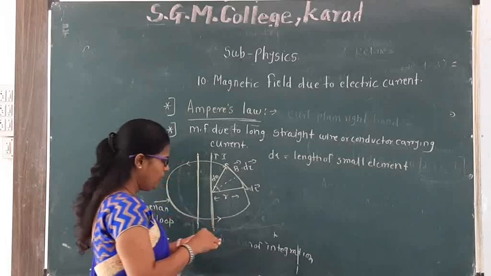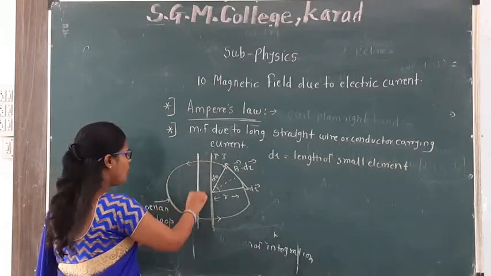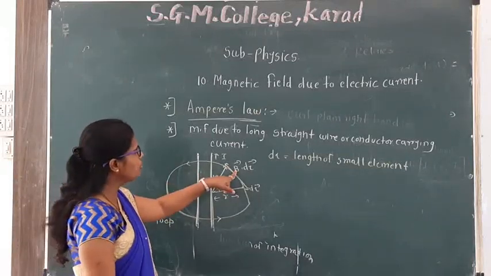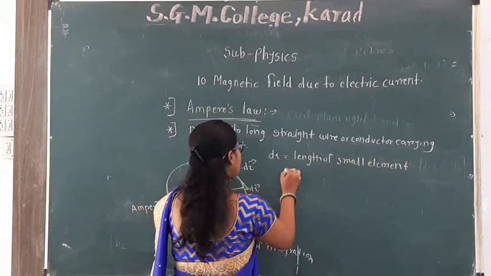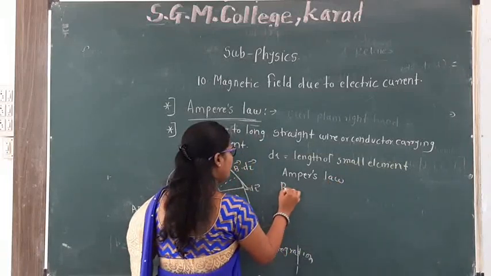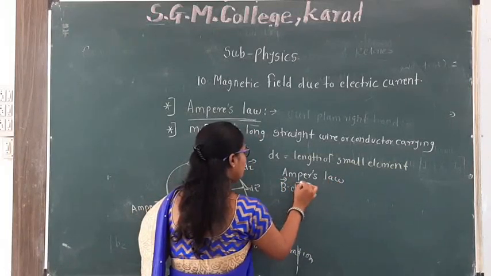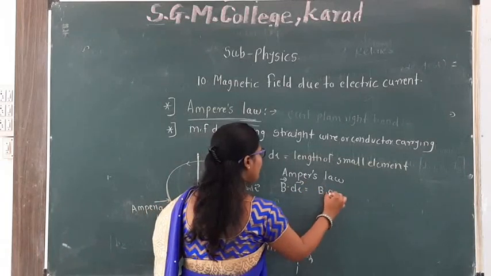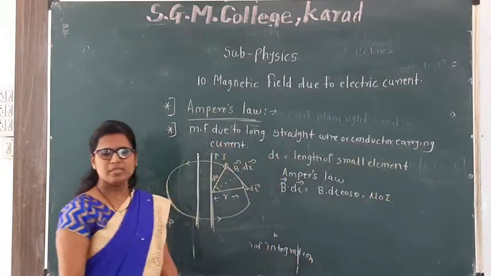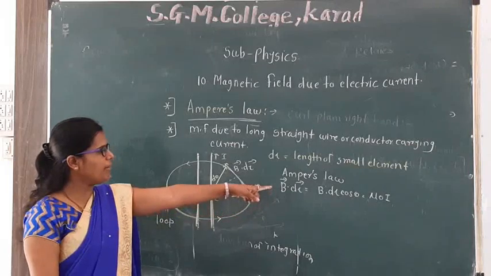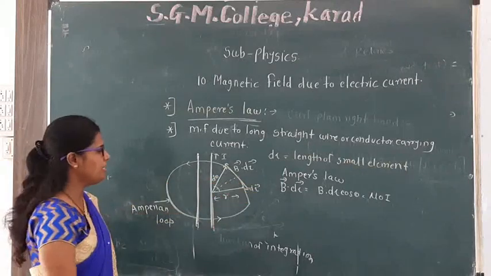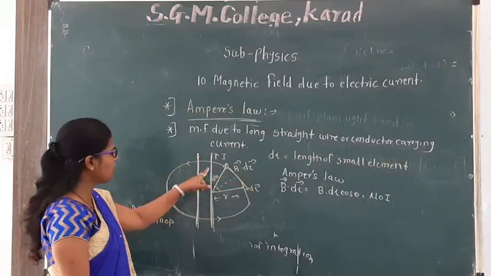Now here is the long straight wire. By using Ampere's law, vector B dot dl is equal to B dl cos theta, which is equal to mu 0 I. This is Ampere's law. Applying it here, B dl cos theta, if cos theta is 0, then B dl equals mu 0 I. Therefore this is the long straight conductor.